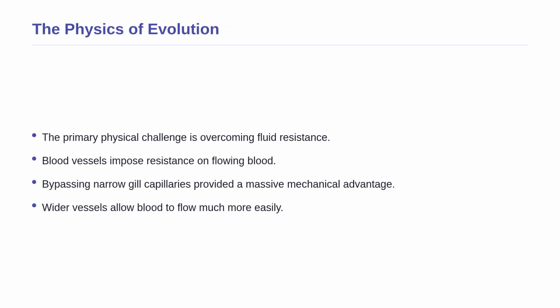To truly understand why nature eliminated those microscopic gill capillaries, we need to look at the physics of blood flow. The primary physical challenge in any circulatory system is overcoming the resistance that blood vessels impose on the flowing blood. By bypassing the narrow gill capillaries and evolving wide, continuous aortic arches, land-dwelling vertebrates gained a massive mechanical advantage. This evolutionary shift allowed blood to flow much more easily, reducing the workload on the heart.